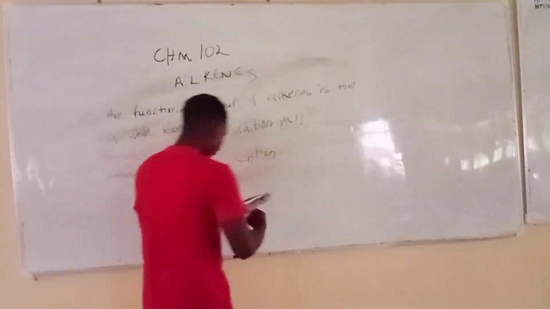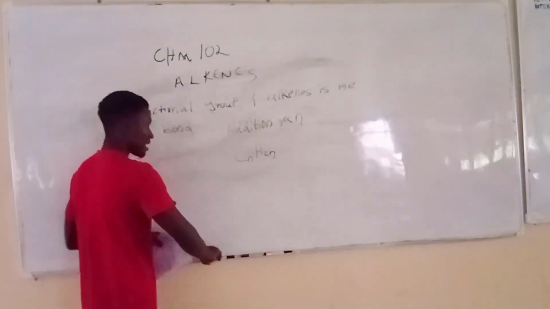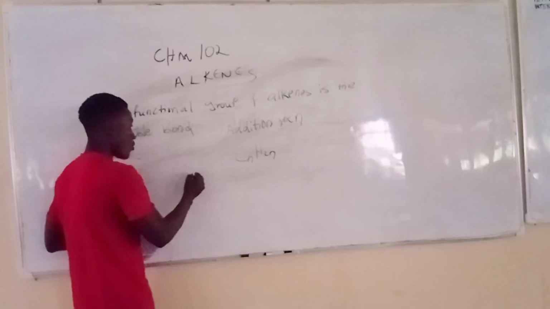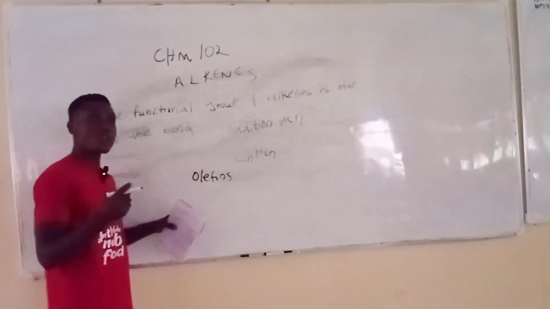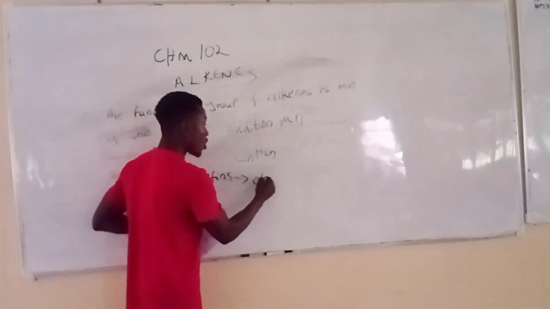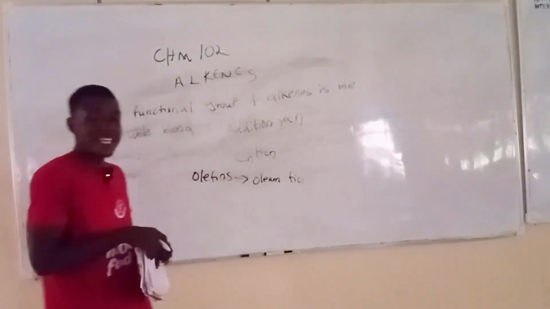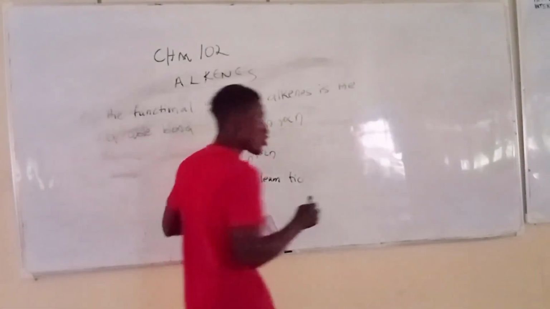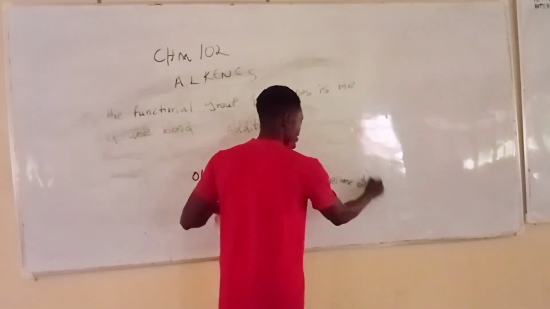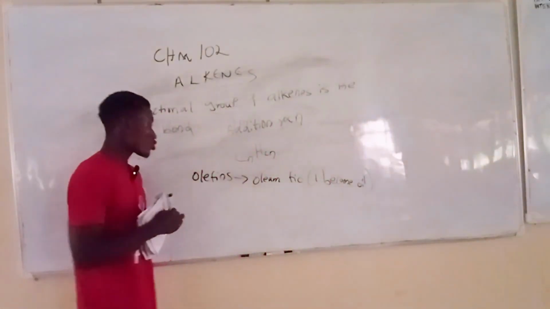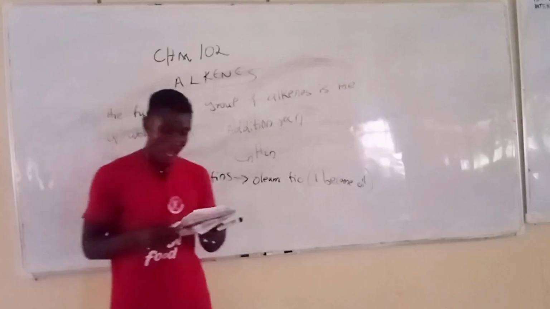Moving on in the same pot, alkenes are also called olefins. Please take note of that. Olefins is gotten from oleum fumes, a Greek word which means "I become oil." Please take note of what I just said: alkenes are also called olefins, from oleum fumes, which means "I become oil."